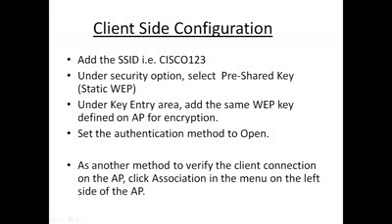Now let's see what the client-side configuration is. We may be using a different client on different machines, so we need to add the SSID as Cisco123 on the client machine. Under the security option, select the pre-shared key as static WEP. In the key entry area, we need to add the same WEP key which we configured on the access point for encryption. Set the authentication method to open and the client should be connected. Now we can verify the client connection to the access point by clicking on Association in the menu on the left side of the access point.